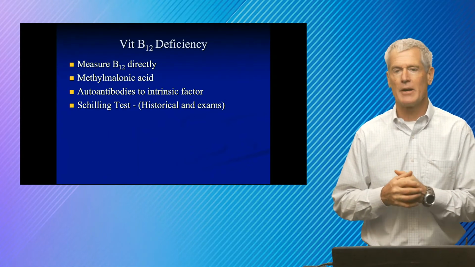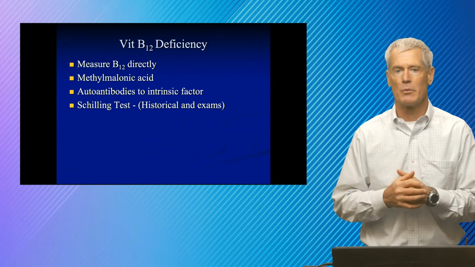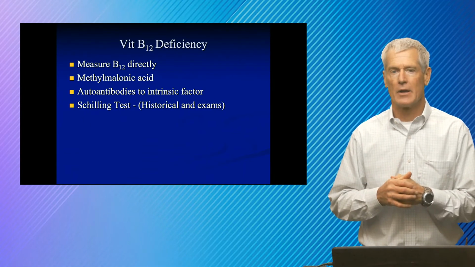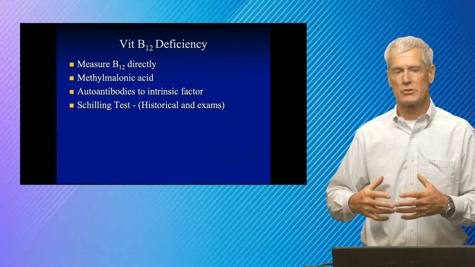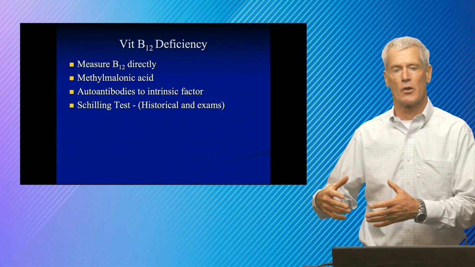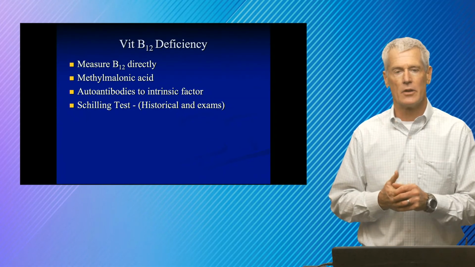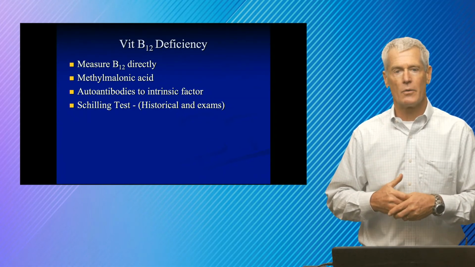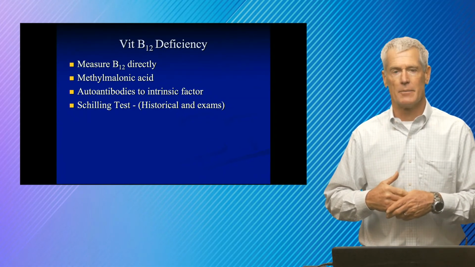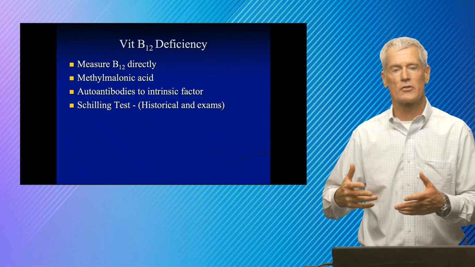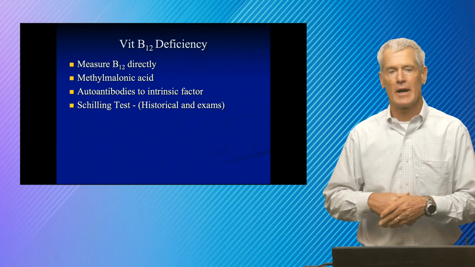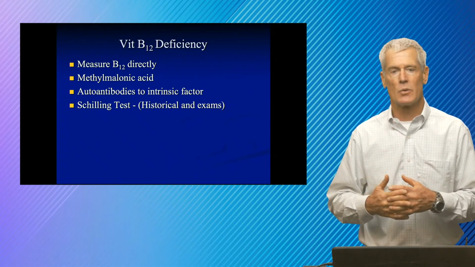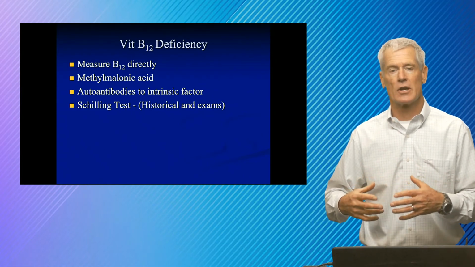And the Schilling test, the basic principle of that is you give a radio-labeled B12. And the radio label, if you absorb it, is going to go into your bloodstream, and from your bloodstream it's going to get into your urine, and you're going to excrete it into the urine. So if you don't have pernicious anemia, you absorb B12 and you excrete more than 8% of the radio label in the urine specimen.